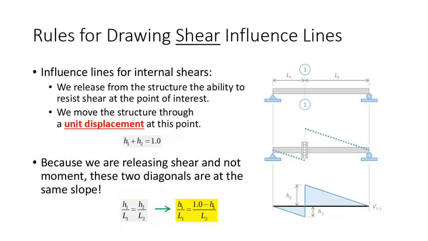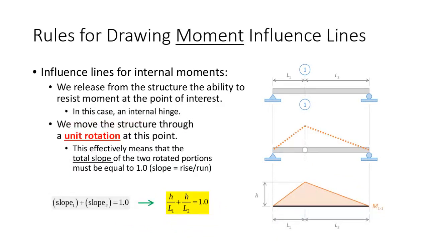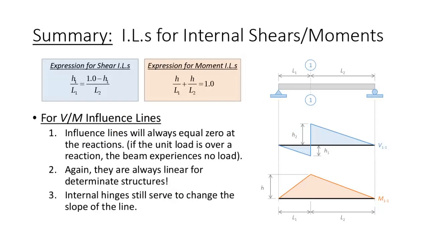So I think that the easiest way to demonstrate this is to go through some examples. But just to summarize, the expression for moment is that total slope has to equal 1, and the expression for shear is that the total jump has to equal 1, and those two lines are at the same slope. So for shear and moment influence lines, the influence lines will always equal 0 at the reaction. If the unit load is over the reaction, the beam is not going to experience any load. They are still linear. The internal hinges, again, serve to change the slope of the line.